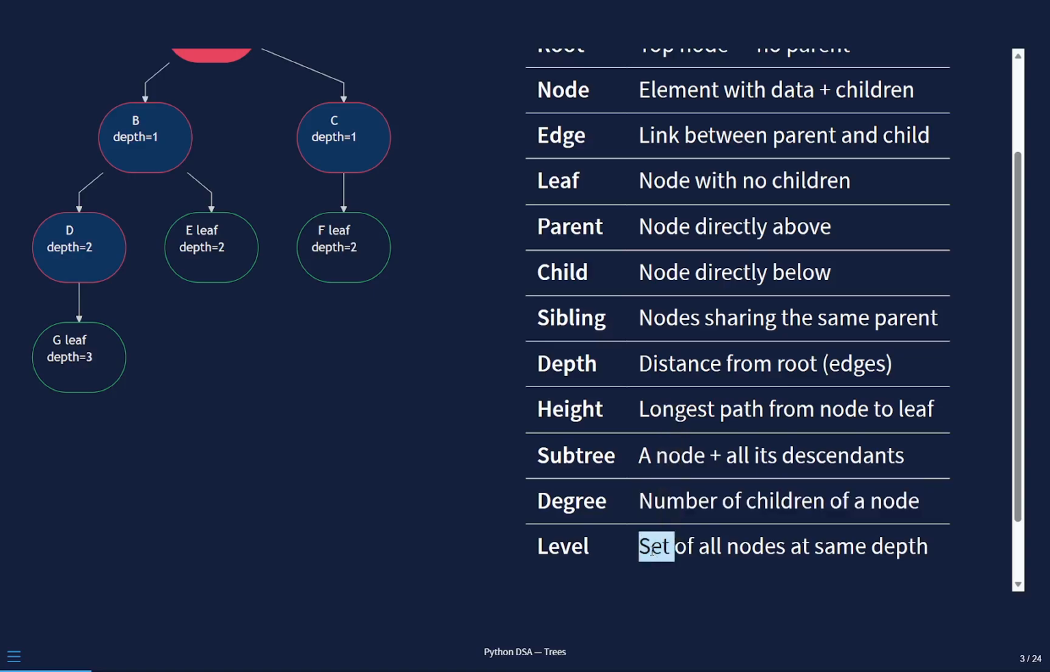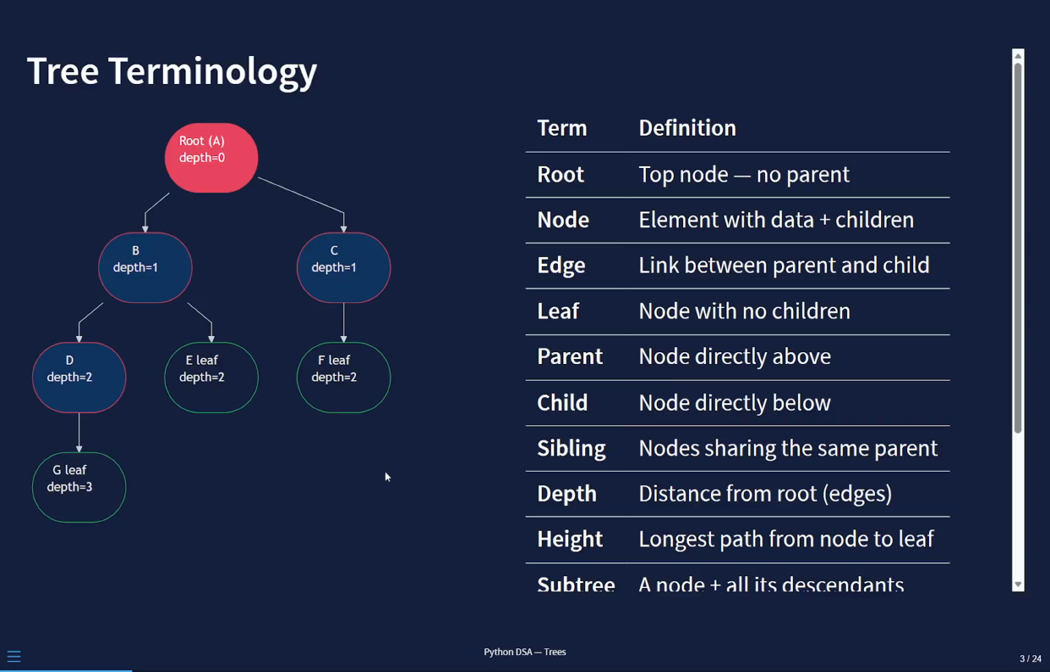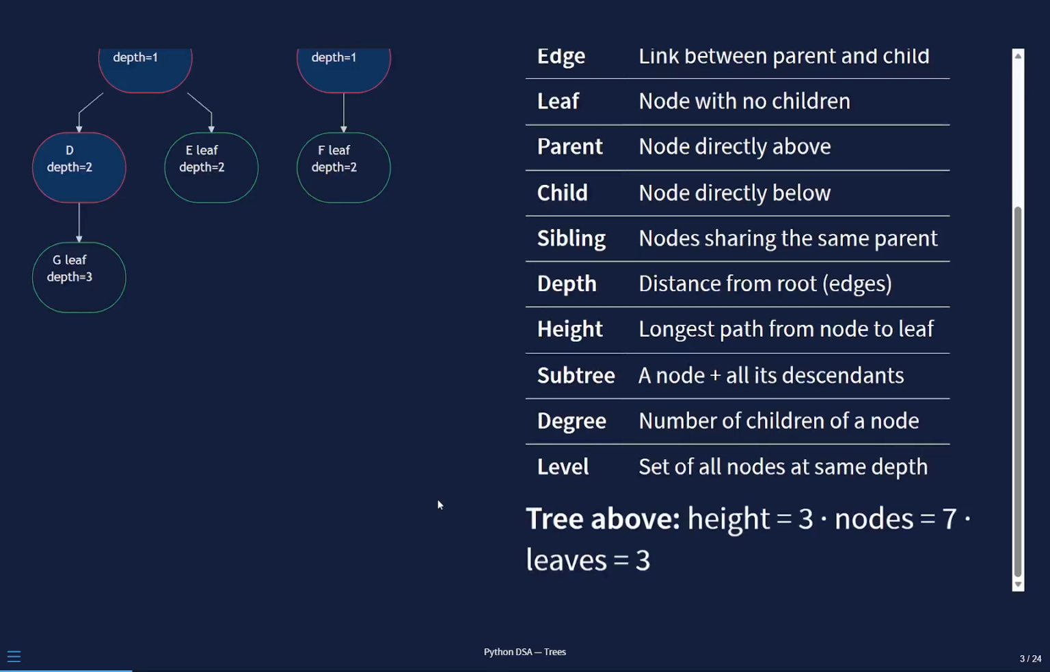For the tree on the left, height is 3. The longest path goes from A down through B, D to G. Total nodes, 7. Leaves, 3. These terms will come up constantly in the next 20 slides. Make sure they click now.